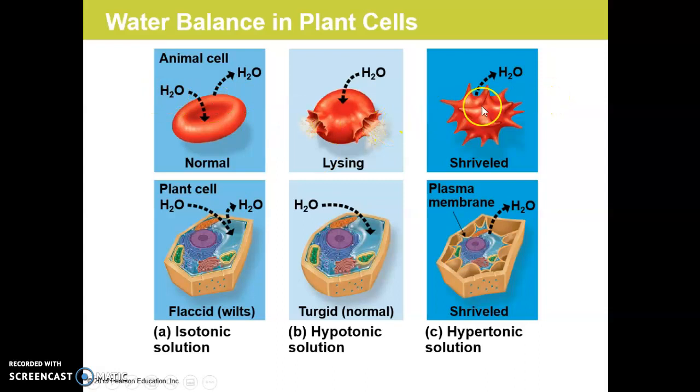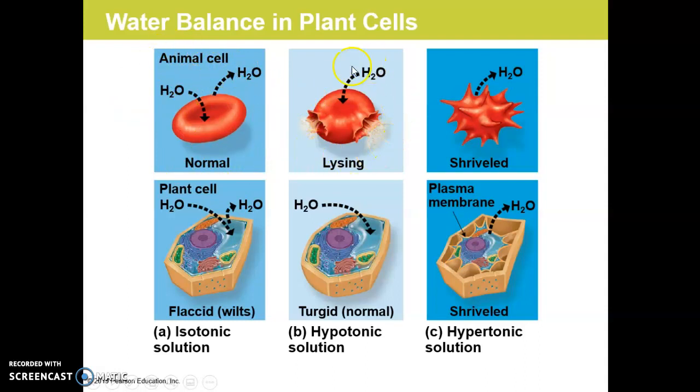compared to plant cells placed in different solutions. If you have an animal cell, and this is representing a red blood cell, placed in an isotonic solution, then the net in and outflow of water is equal. You have no net in and outflow, and so that is a healthy, normal animal cell.